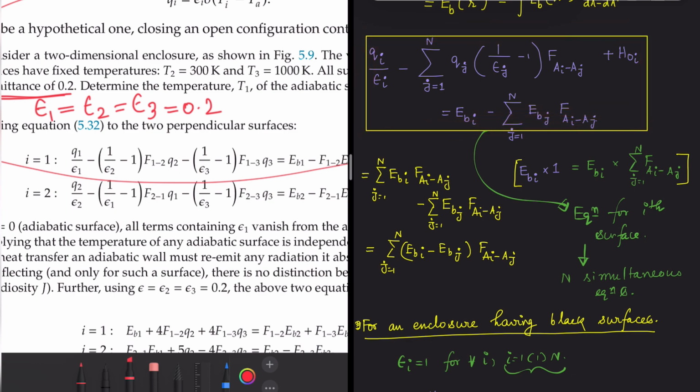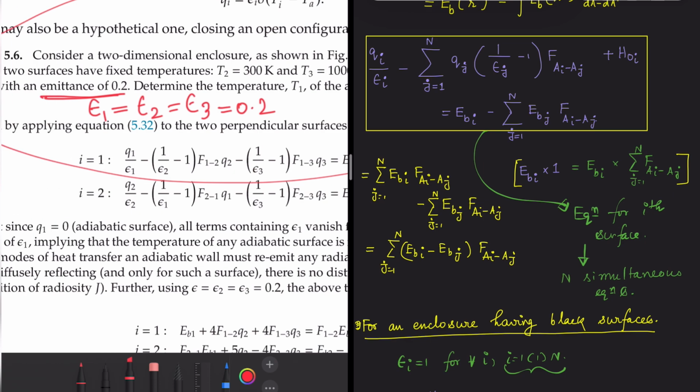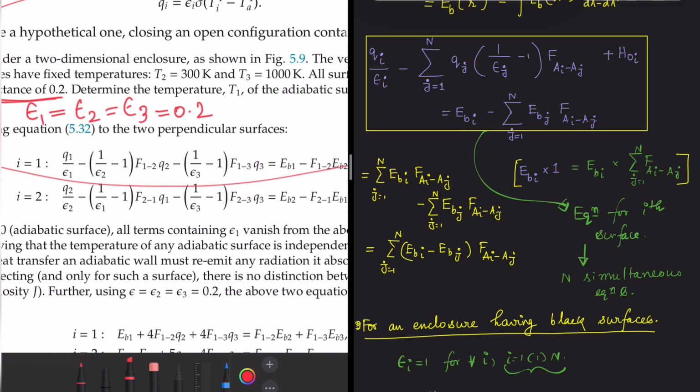So again, you need to see how many unknowns I have and how many equations I have. Your first task for any of these problems containing enclosures is to write these equations for all the i's. If you can judge a priori that we don't need to write the equations for all i's, then also it is okay. So in this problem, they have written this equation for i equal to 1 and for i equal to 2.